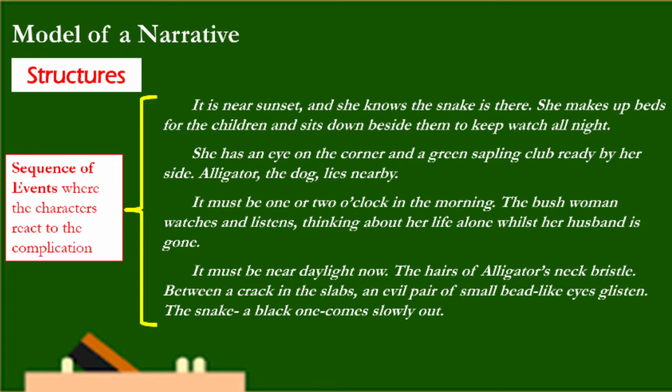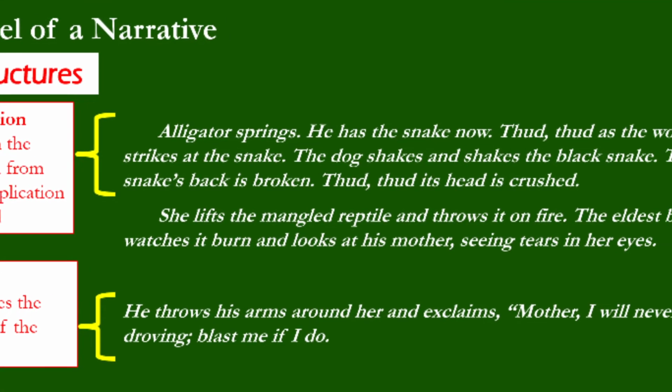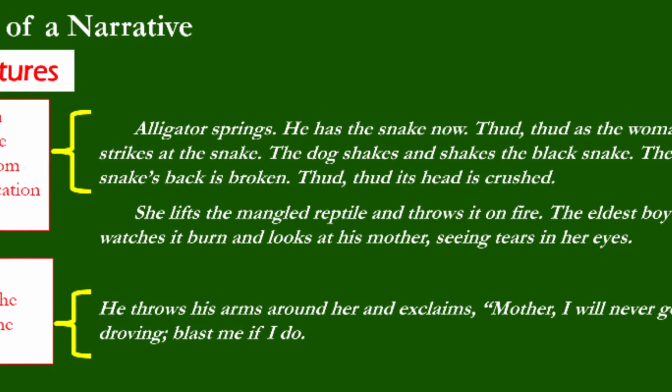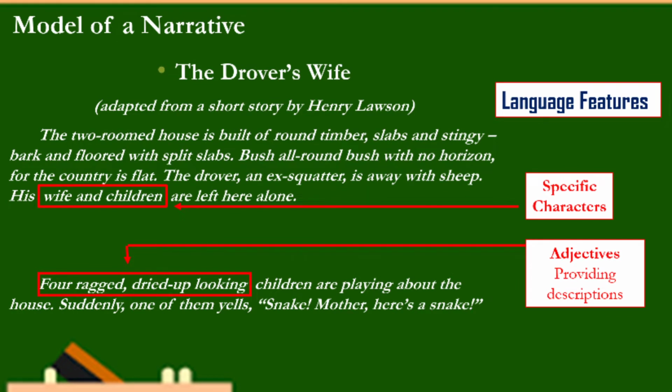And since we have a complication or problem, there should be a solution. So the fourth part of our narrative text must have resolution, in which the problem from the complication is solved. And the last part is the coda that gives the moral of the story. Okay, so let's have the language features. We are already done with the structure, so let's look for the language features mentioned for the narrative type.